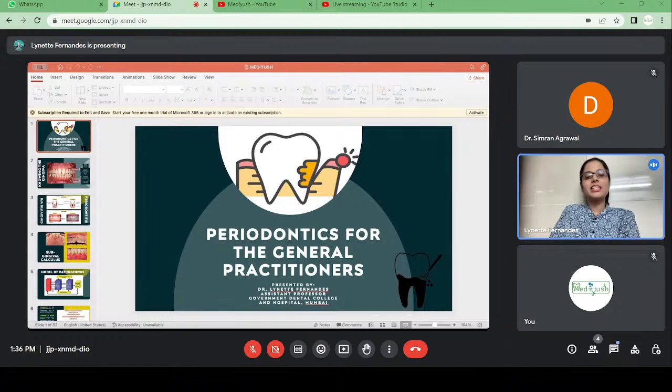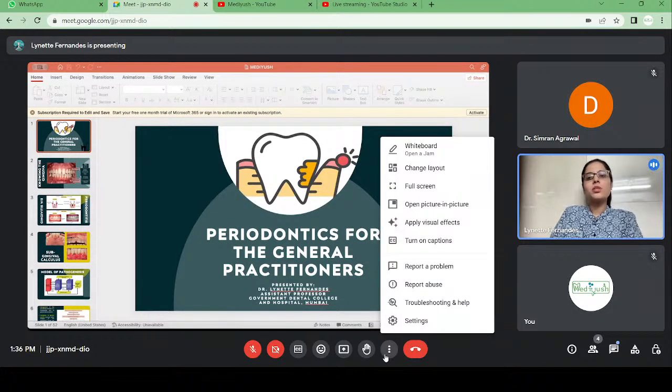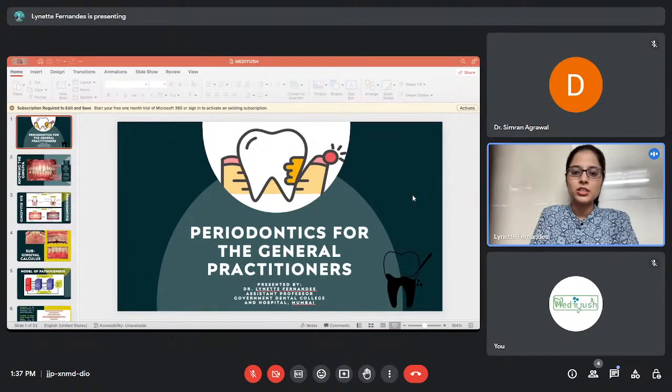Our topic for today is periodontics for the general practitioners. When a patient comes to you in general practice, you have to learn to diagnose the case. You cannot just say that if there's mobility, we're going to extract the tooth. You need to learn to diagnose what has caused the mobility and what you are going to do as a treatment for it. That is what we are going to learn today: how to diagnose a case and formulate a treatment plan so that we can salvage the tooth rather than go for an extraction or any other treatment procedure.